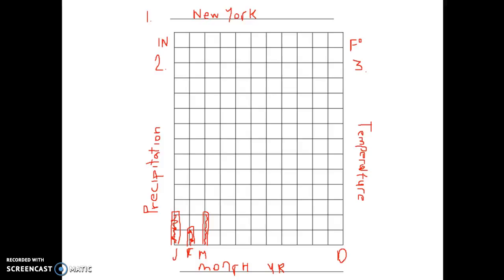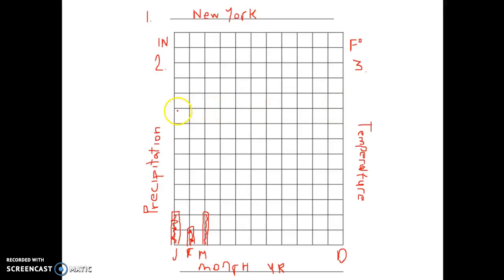So the next thing we're going to do, and this is where it becomes a little tricky, but it's very simple. It's the same way as graphing the precipitation, except for now we're going to do temperature. And so we're going to use the right-hand scale, which is the temperature numbers, and the same months of the year in the same sequence that they're written. So for January, the temperature is 30.7 degrees. So you find 30.7 degrees.